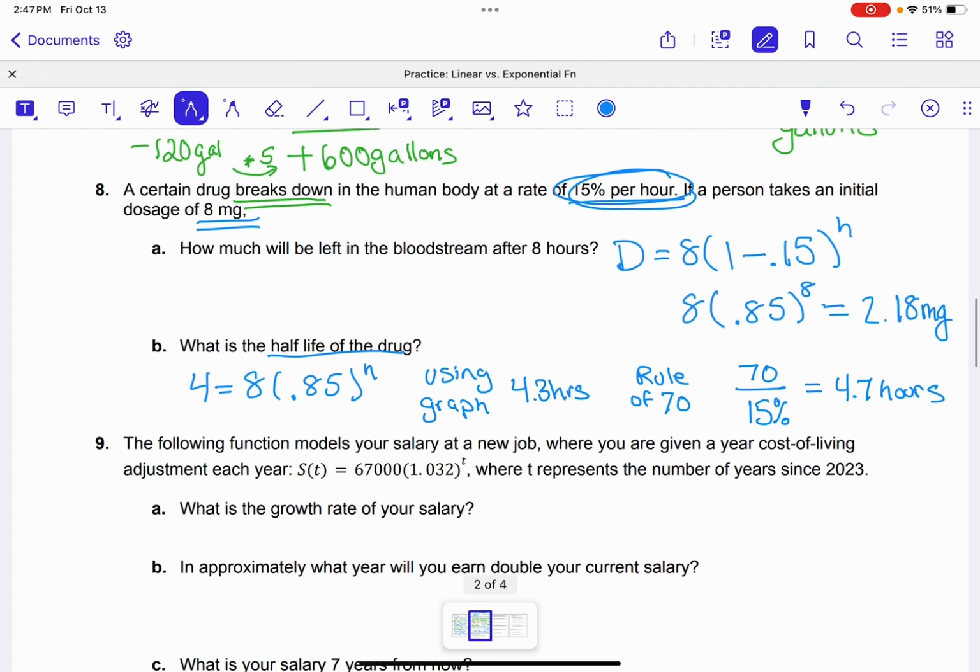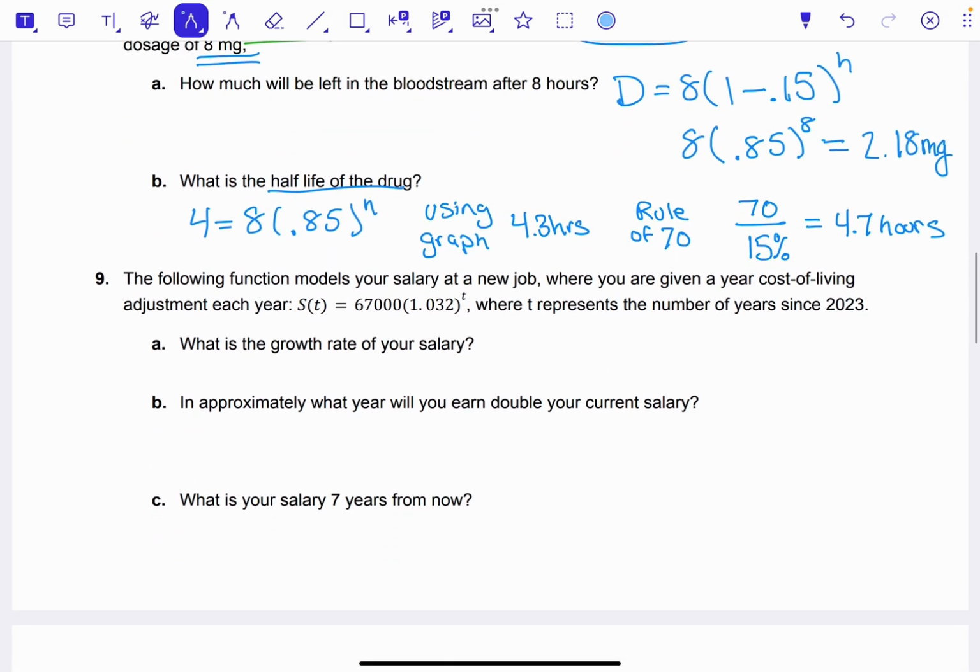All right, the next problem, we're going to be interpreting an equation. We are told that the following function models your salary at a new job, where you are given cost of living adjustments each year. Your salary is equal to $67,000 times 1.032 to the T. T represents the number of years since 2023.